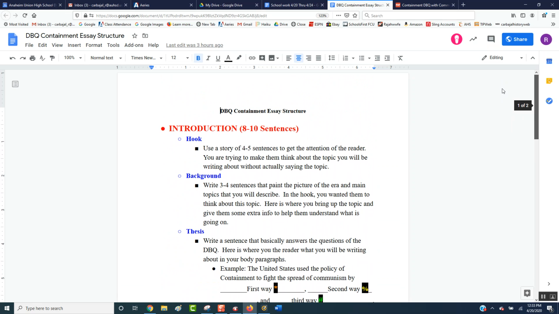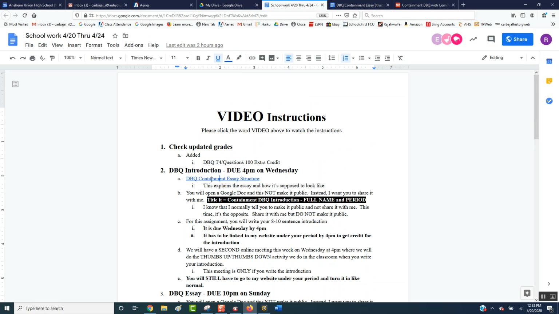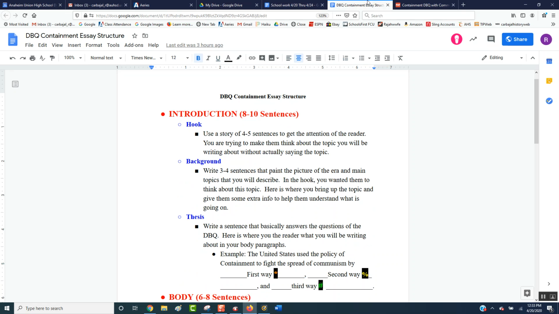For your introduction, as the instructions tell you, open up a Google Doc. Do not make it public. Instead, share it with me, but still link it to my website by 4 p.m. Title it Containment DBQ Intro, your first and last name, and then your period. On that document, you're going to do your introduction, which entails 8 to 10 sentences. The 8 to 10 sentences will be distributed between your hook, your background, and your thesis. It should be one flowing paragraph, not three separate chunks.